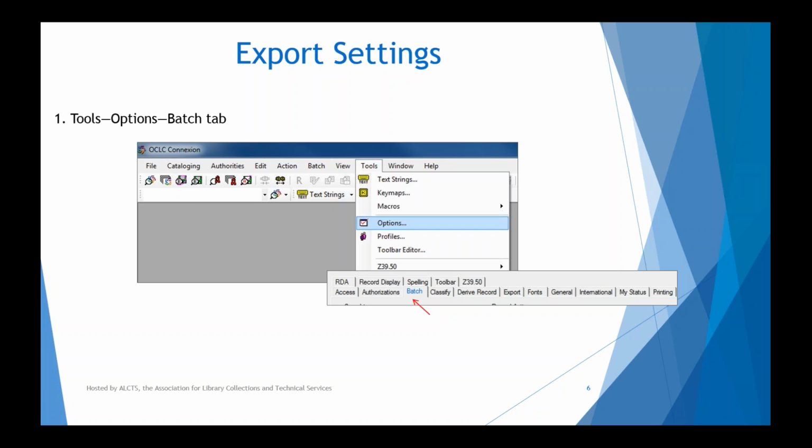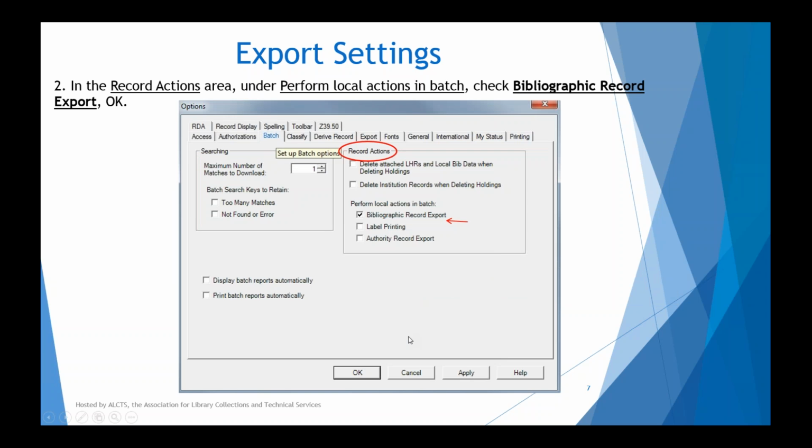So to perform the first step of changing the exporting settings from single record export to batch record export, open OCLC Connection and go to Tools, press Options, and then choose the Batch tab. As you can see here, Tools, Options, Batch tab. Now the Batch tab will open a window like the one displayed here. In the Record Actions area, you can see here, under Perform Local Actions in Batch, this area performs local actions in batch. Checkmark the bibliographic record export, then press OK.